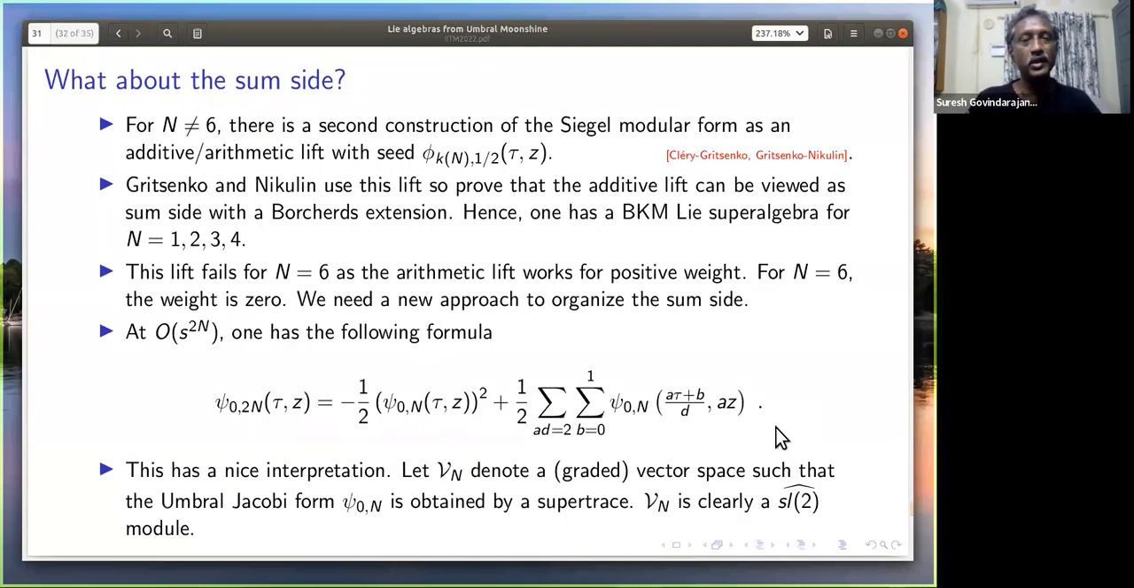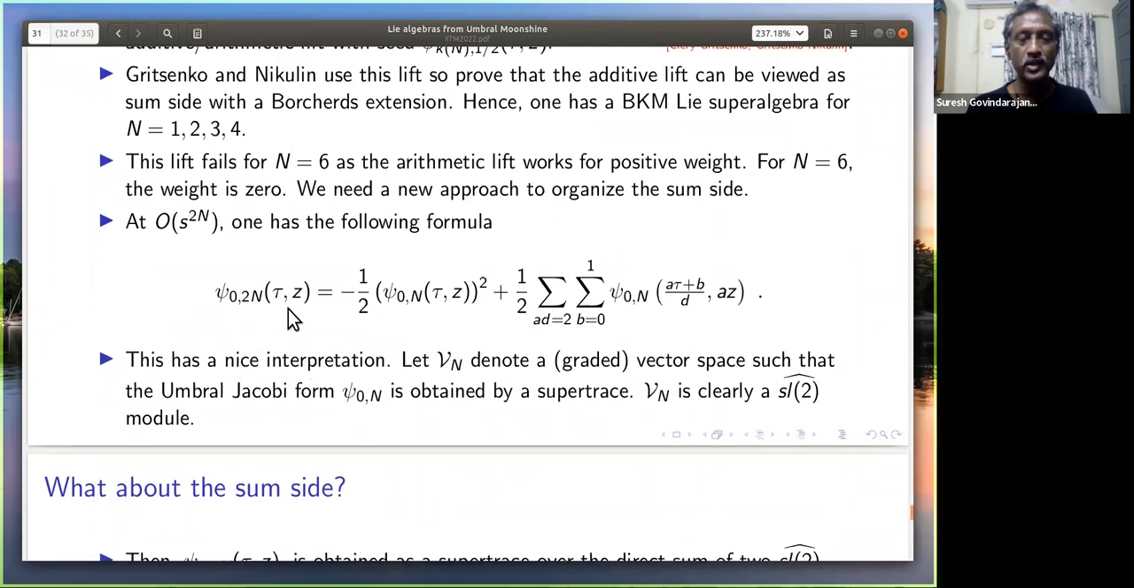So now the real issue is: is there a sum side? For when n is not 6, actually there is a second construction called the additive lift. And so you have actually a closed formula, and that's what Gritsenko and Nikulin used to prove the additive lift. Again, for n equal to 6, it doesn't work. Their formula doesn't work because the weight is 0. For that formula to work, the weight should be greater than 0. It should be half integer. Half also will work. Half, 1, etc. So we need a new approach to organize the sum side.